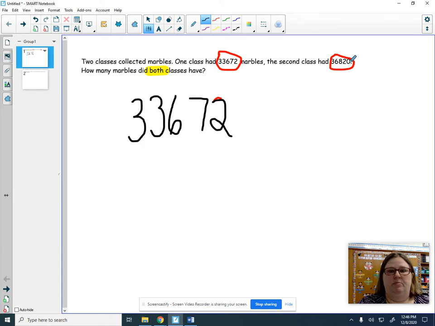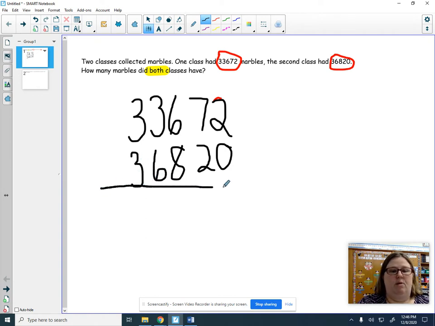Now let's move to our second number. In the ones, we have a 0. But remember, we have to put a 0 because it represents that place value. In the tens, I have a 2. In the hundreds, I have an 8. In the thousands, I have a 6. And in the 10,000s, I have a 3. Next, I draw my equal line because everything below this is my answer. Then I add my plus. Remember, we're adding, so we have to put a plus to show that we're adding.